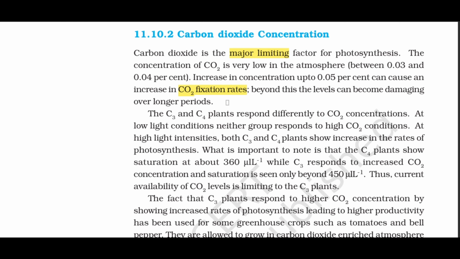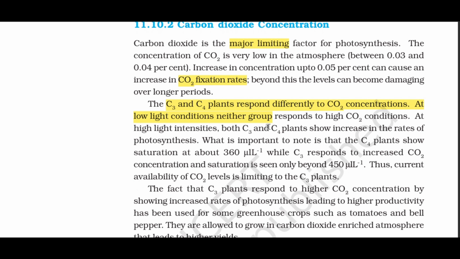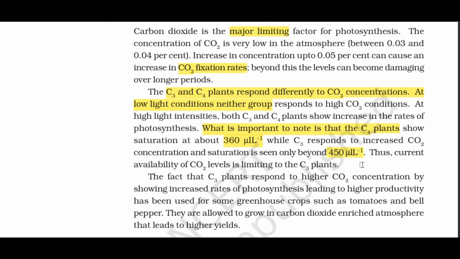The C3 and C4 plants respond differently to CO2 concentrations. At low light conditions, neither group responds to high CO2 conditions. At high light intensities, both C3 and C4 plants show increase in the rates of photosynthesis. What is important to note is that the C4 plants show saturation at about 360 µl/L, while C3 responds to increased CO2 concentration and saturation is seen only beyond 450 µl/L. Thus, current availability of CO2 levels is limiting to the C3 plants.